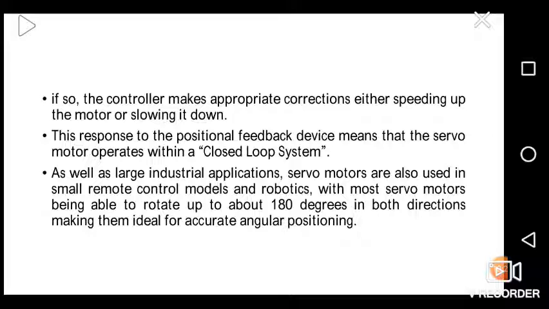As well as large industrial applications, servo motors are also used in small remote control models and robotics, with most servo motors being able to rotate up to about 180 degrees in both directions, making them ideal for accurate angular positioning.